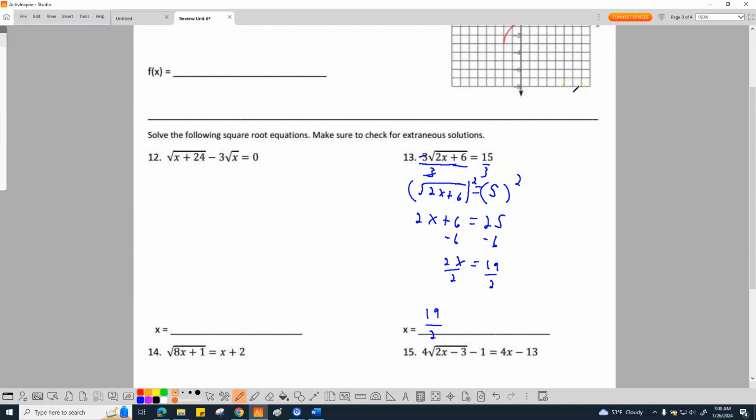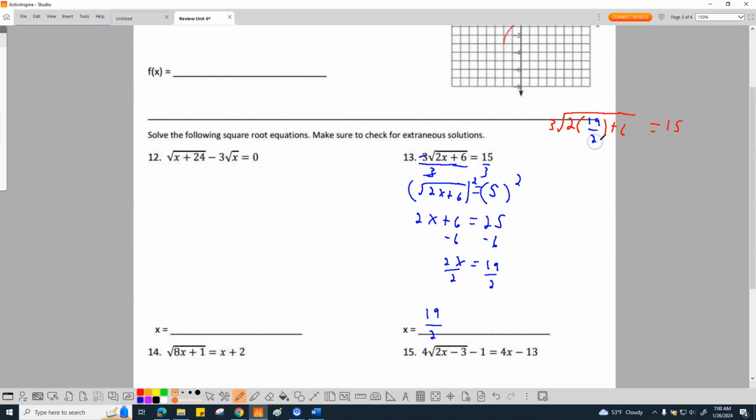I'm going to switch to red. So what am I going to do? I'm going to plug in that 19 over 2. 3 times the square root of 2 times, there's my x, I'm going to leave it blank for now, plus 6 is supposed to be equal to 15. Let's see if this is true. If I plug in my 19 over 2, my 19 over 2 goes right there. Let me put it in blue ink, actually. That'll make it easier to read. I'm going to put my 19 over 2 right here.